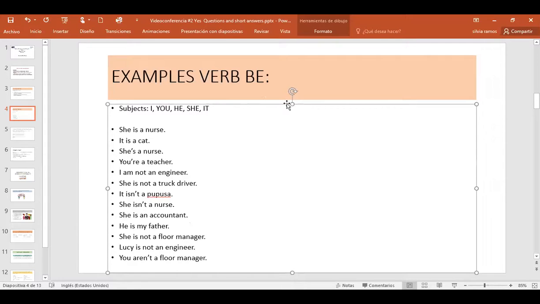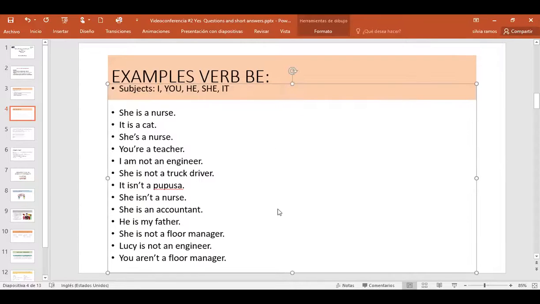We have a lot of examples in this exercise, right? Do you have a question about the examples? ¿Tienen preguntas acerca de los ejemplos? ¿Preguntas? ¿No hay preguntas acerca de los ejemplos? No, teacher. No? Okay.